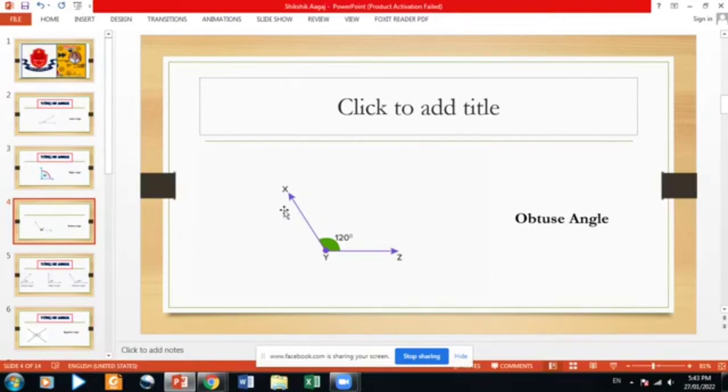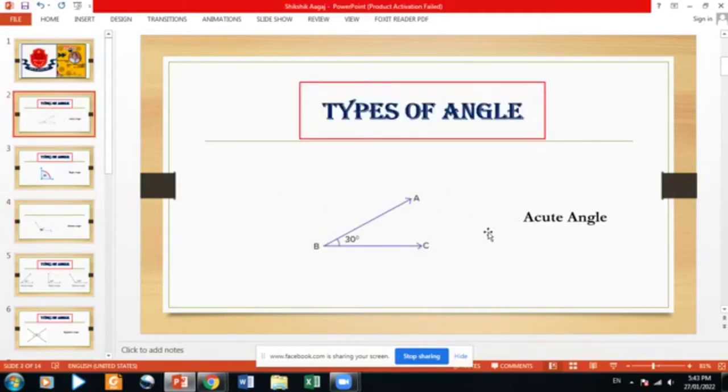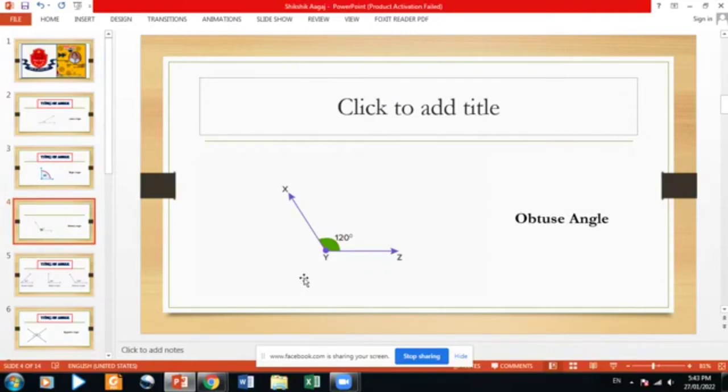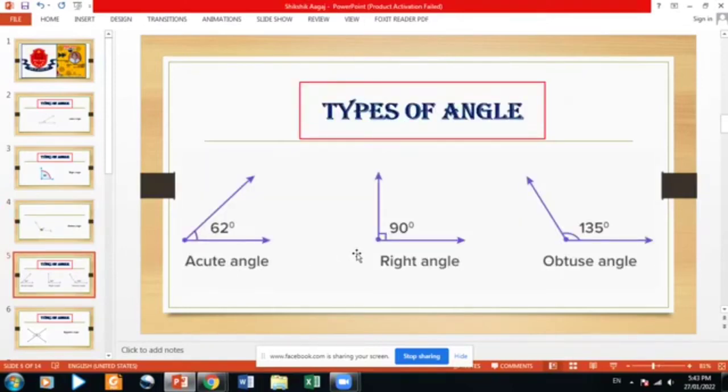And how will we read this angle? Angle XYZ or angle ZYX, both ways are correct. Even a third way, angle Y. So these are some types of angles. First is acute angle, less than 90 degrees. Right angle, the measurement of such an angle is 90 degrees, and obtuse angle, more than 90 degrees and less than 180 degrees. So here I gave a little exercise to my dear students.